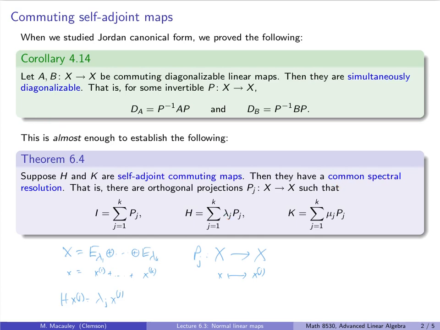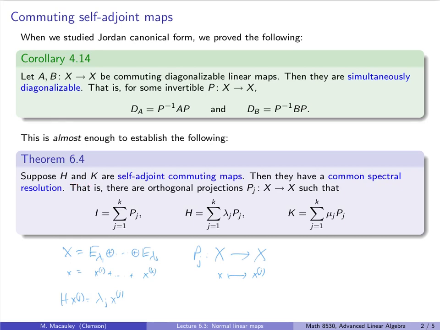So having a common spectral resolution means that K is the linear combination of the same projection maps, but maybe with different scaling factors. So the lambdas are going to be the entries on the diagonal D_A and the mus on the diagonal matrix D_B. So again, what this is saying is that we can decompose X into a direct sum of eigenspaces that are eigenspaces of both H and K. And that's something that we know we can do because they are commuting.